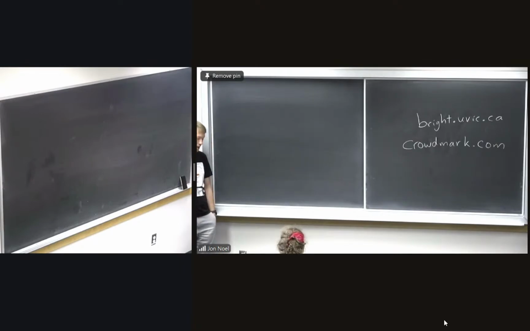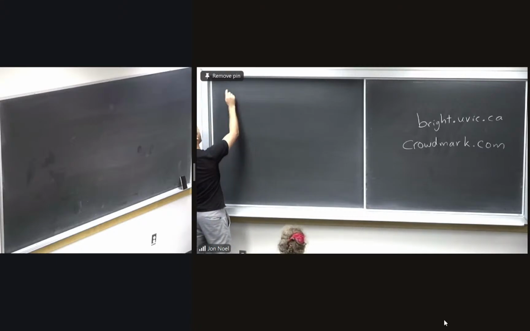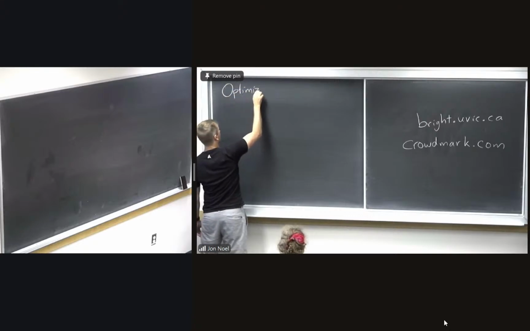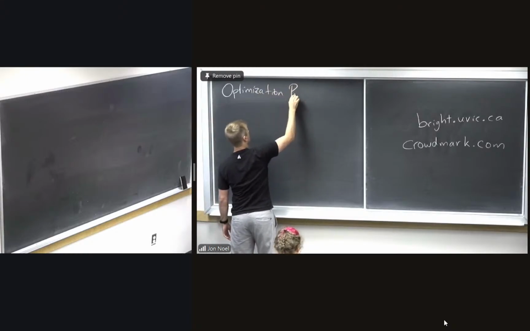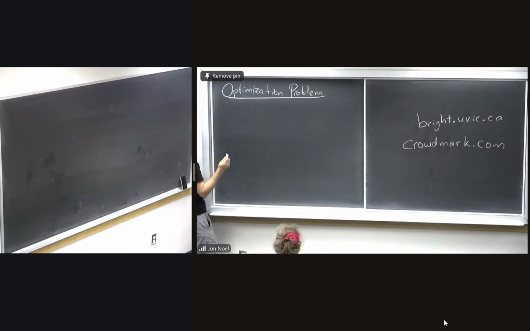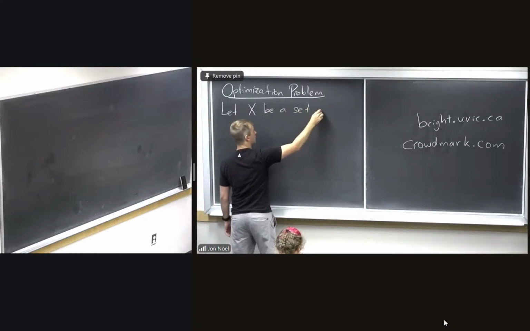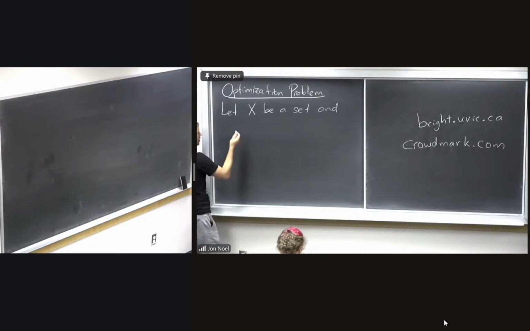So the topic of this course is discrete optimization. Maybe I'll just start with a vague definition of what an optimization problem is. In the most general possible sense, just take any set X, so let X be a set. And imagine I've got some function f that maps X to the real numbers.